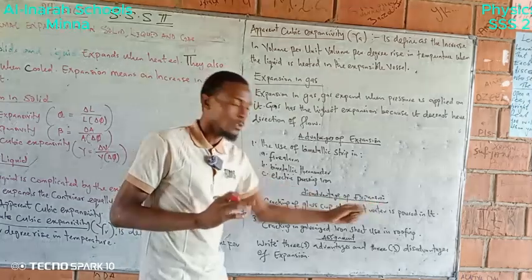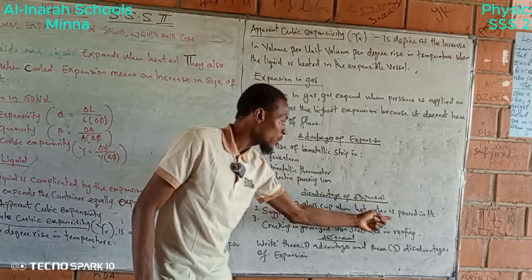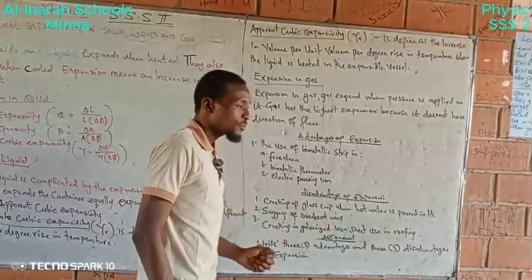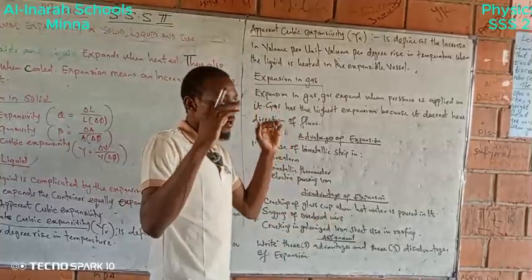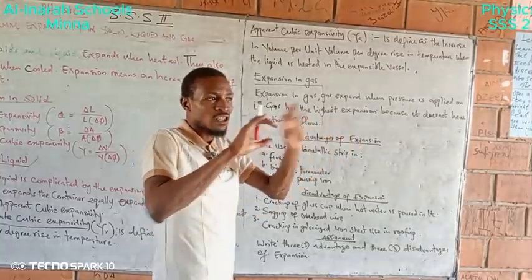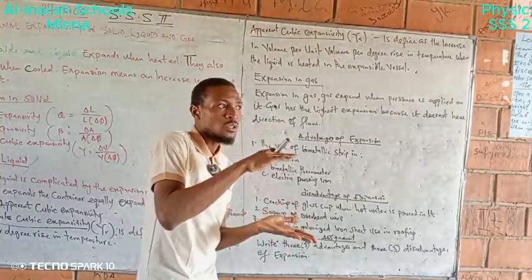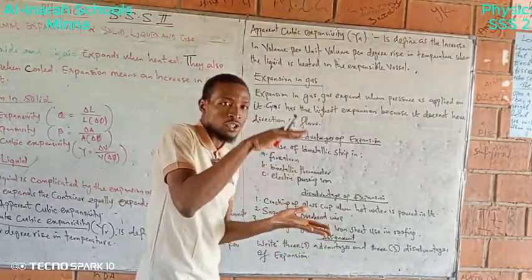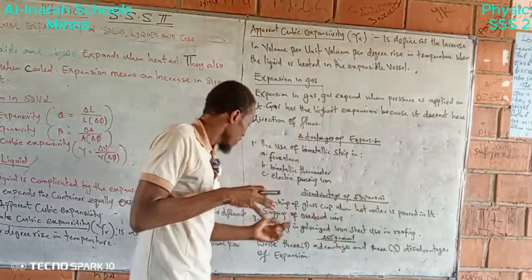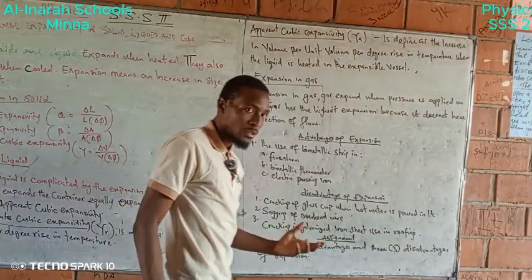Then disadvantages of expansion. Number one, cracking of a glass cup when hot water is poured in it. Sagging of overhead wires. The wires we use on our poles are straightened when put on, but due to expansion, the wires tend to touch each other. Sometimes you see that the wires increase in length. Cracking of the galvanized iron sheet used in roofing.